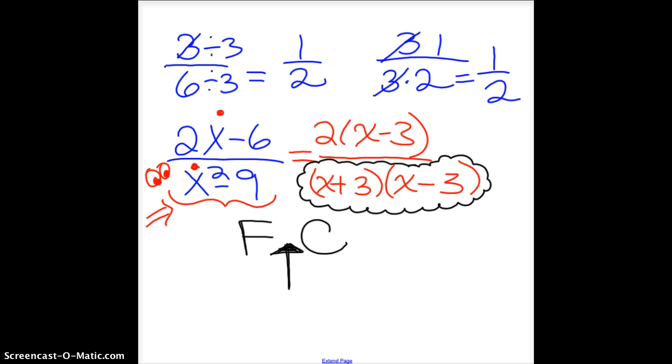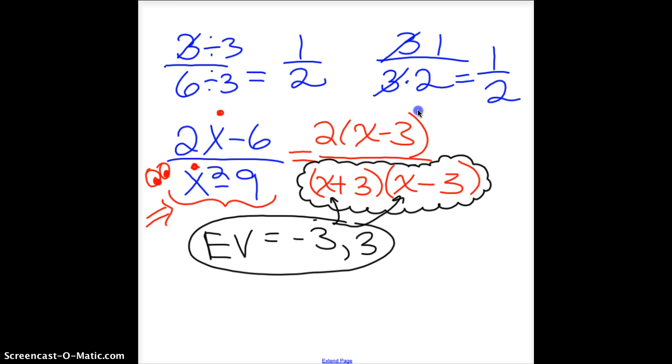I would say that my excluded values for this one would be, and a lot of times we write that as EV, I think on your quiz you're going to take in about 5 minutes, it'll say EV for excluded values, would be -3 for this, would make that factor 0, and 3 for this one. Now I cancel, leaving my simplification of 2 over x plus 3.